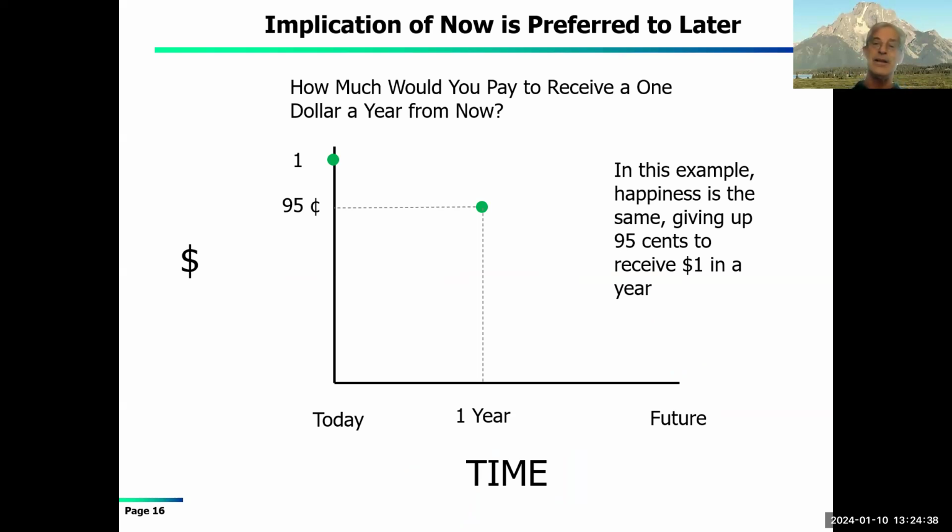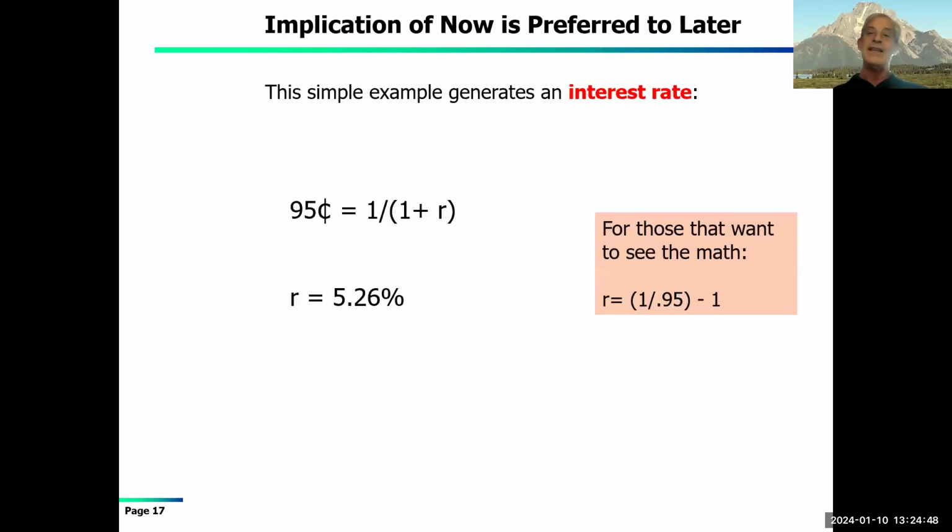In the simple example, I said, let's assume you'd pay 95 cents to receive that dollar in a year. Well, that leads to this really simple example of equating 95 cents to the dollar. You are discounting, and that involves the ratio 1 plus R, and you can calculate that.